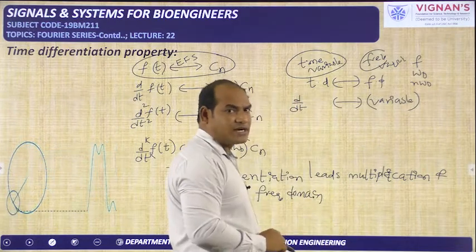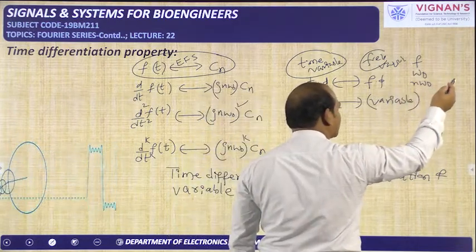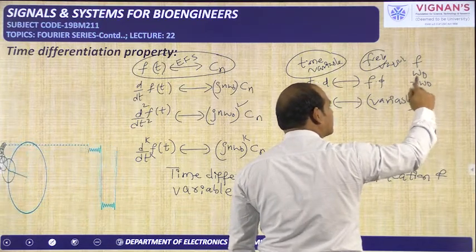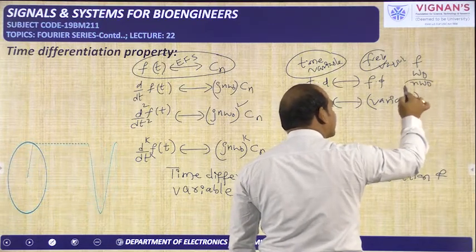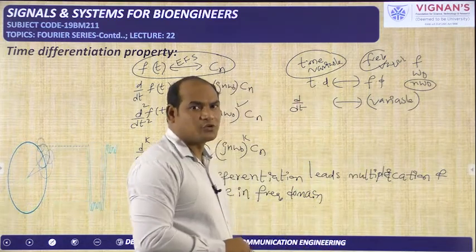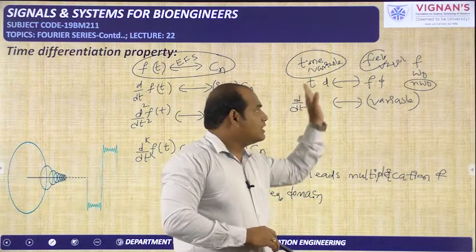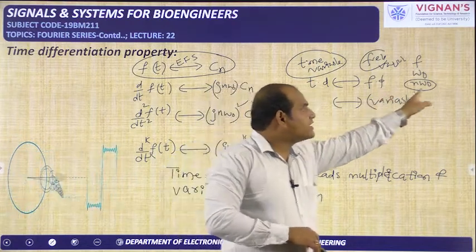That means n omega naught, where n is an integer. So omega naught, 2 omega naught, 3 omega naught, or minus 1 omega naught, minus 2 omega naught. So n omega naught is the variable in the frequency domain for the Fourier series. Like that you can remember. So in the time domain, time is the independent variable; in the frequency domain, n omega naught is the independent variable.